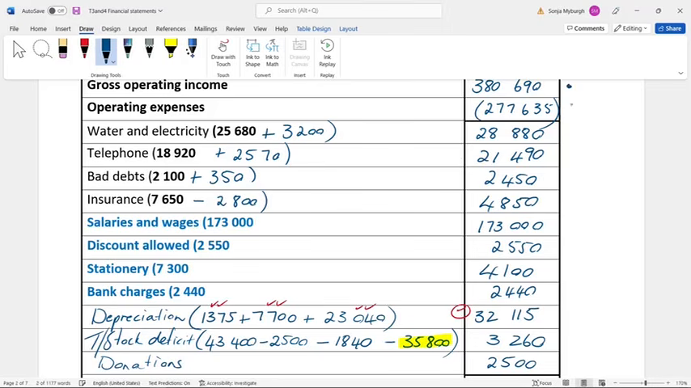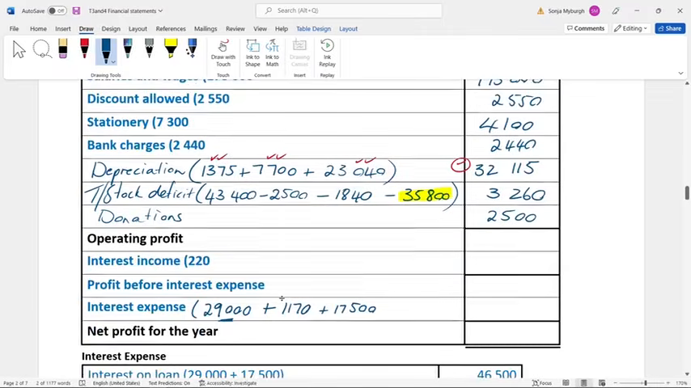Gross operating income minus the operating expenses will give you the operating profit of 103,055 plus the interest income minus the interest expense of 47,670, and that will give us a net profit of 55,605.